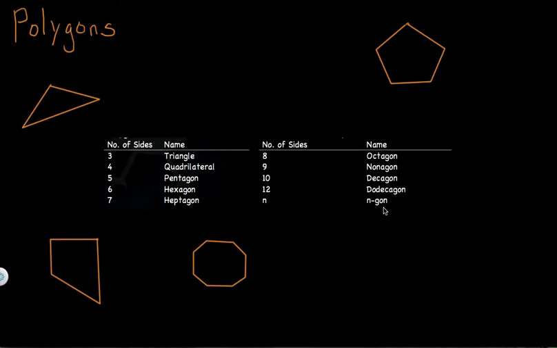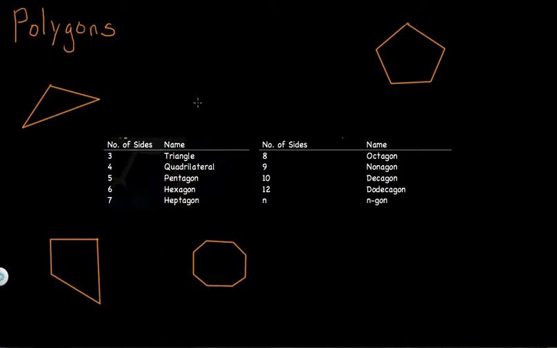Okay, so what makes a 2D figure a polygon? There's certain characteristics that all polygons have in common. The first is that polygons are all composed of segments. So we talked about segments in a previous video. Segments by definition are straight because they're parts of a line. So there can be no curves in a polygon. If a 2D figure has a curve in it, then it is not considered to be a polygon.